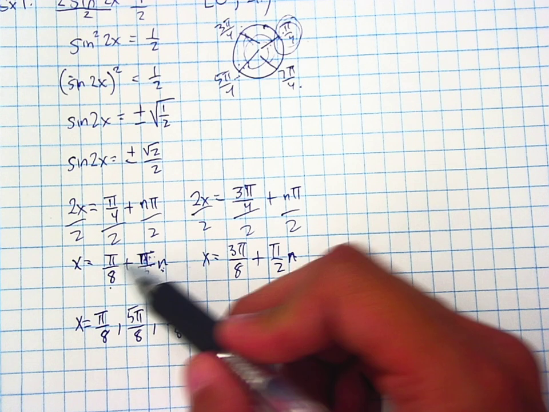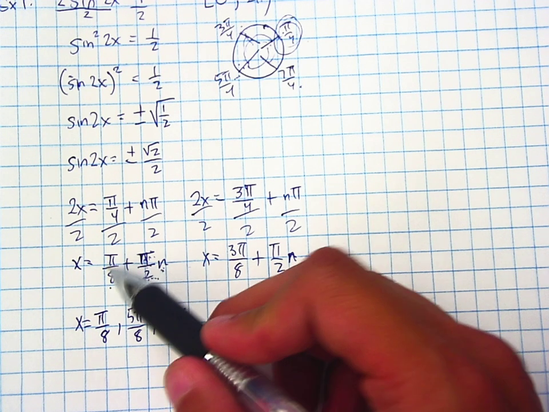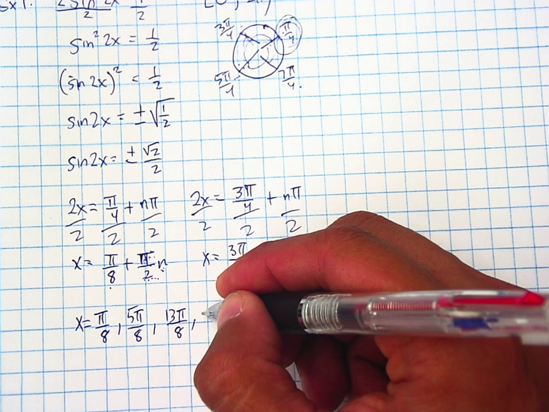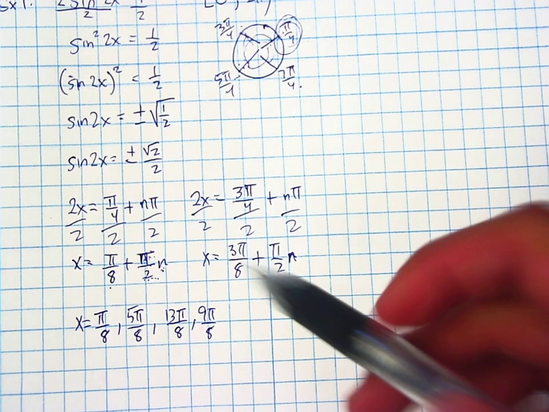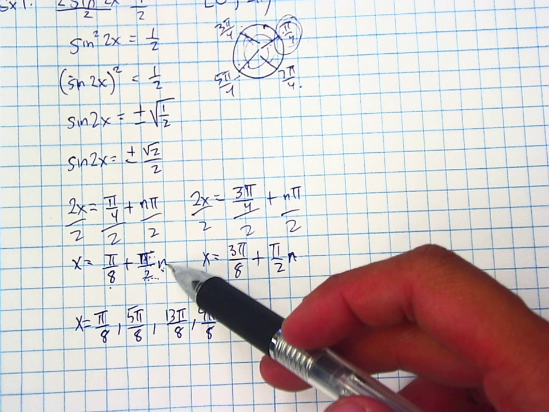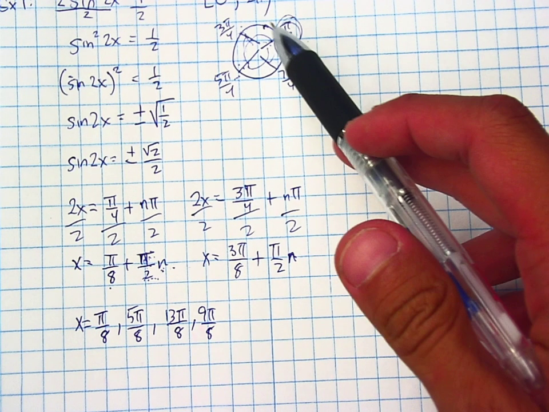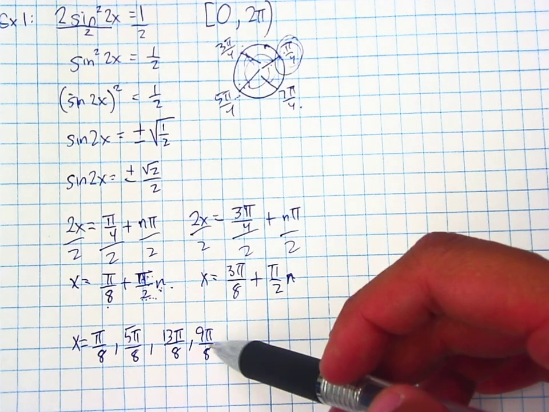If I plug in 2, I'll end up with pi over 8 plus pi. So this is 8 pi over 8. So pi over 8 plus 8 pi over 8 is 9 pi over 8. And if you notice, if I plug in 5, I'll actually end up over 2 pi, and that's not within our range. So I'm going to stop right there.